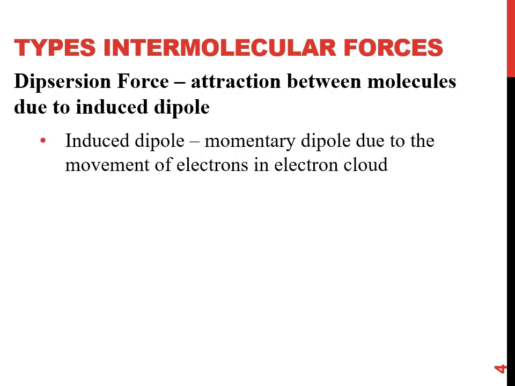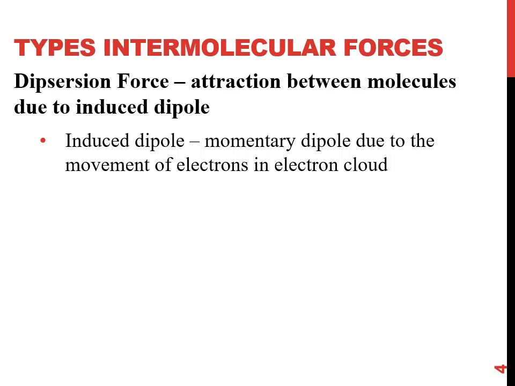So if you remember from last semester, the electrons in the electron cloud are constantly moving. We can never pinpoint exactly where the electron is. We can only say it's in this specific area, hence the orbitals that we focused on. So since the electrons are constantly moving and they have a negative charge associated with them, the induced dipole is a momentary dipole. Remember, dipole, two poles, one positive, one negative side.